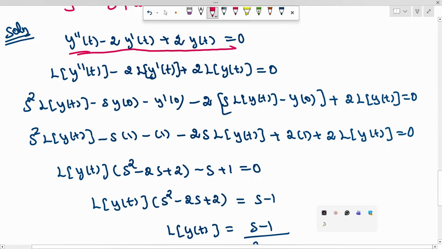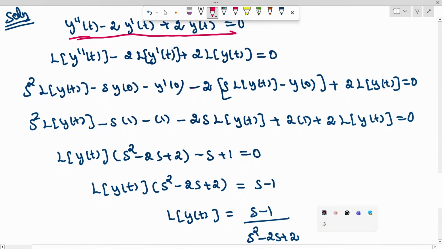And then apply Laplace transform both sides. L of y double dash of t minus 2 into L of y dash of t plus 2 into L of y of t equal to 0. And then apply the second derivative and first derivative formula here.